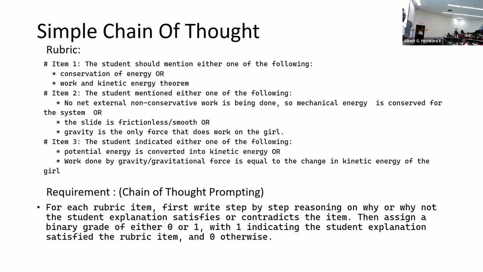Why do we do that? Remember the previous slide, when we said we think, then speak. But for large language models, language is their thought. So if you don't tell it to speak it out, it won't think. So by first writing step-by-step reasoning on why or why not the student explanation satisfies or contradicts the item, you force the model to think. It will just start saying, oh, I think the student said this, the rubric said this, and it compares. Then the 0 or 1 is based on that thinking.